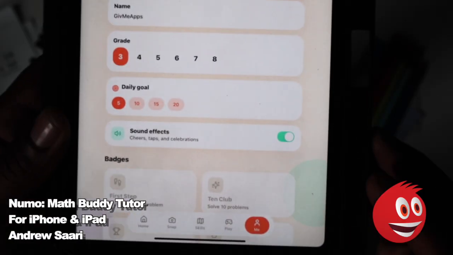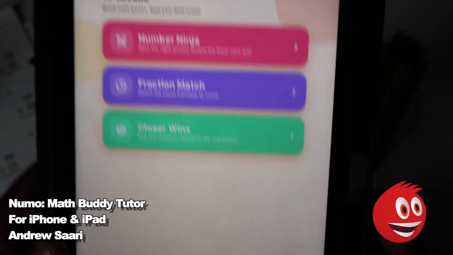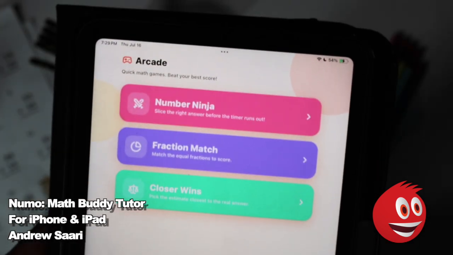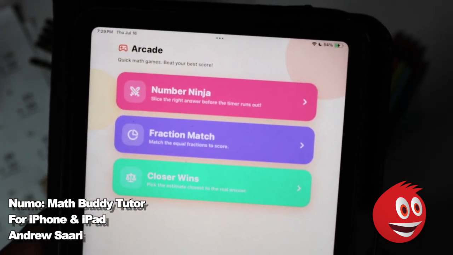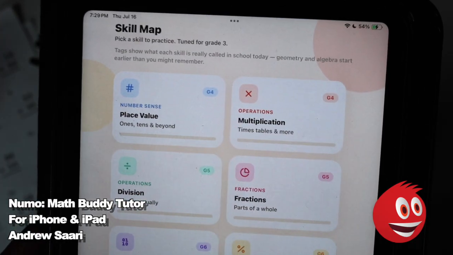Again, we're closer to the camera so you can see it a bit better. That's the bottom menu. Here we have the arcade. You have some cool games, Number Ninja, Fraction March, and Closer Wins. You have the skill map. Take a look at that.